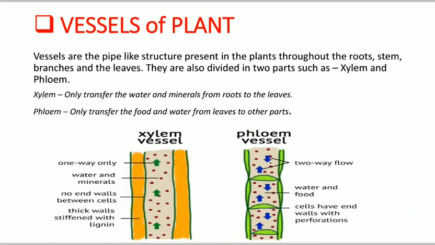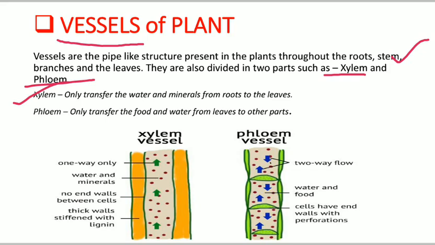When the roots are absorbing soil water and minerals, they are transporting those with the help of what? Vessels. And what are vessels? Vessels are pipe-like structures present inside the plant throughout the stem, root, branches and leaves, and they are divided into two parts, that is the xylem and phloem.